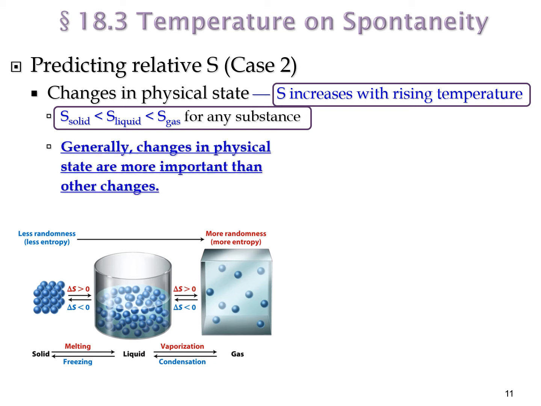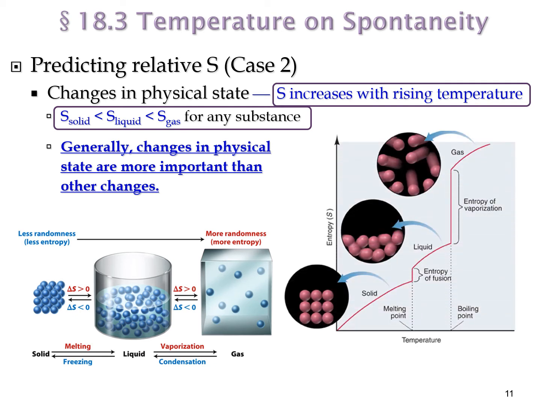Also, in general, the change in the physical state is more important than any other changes. How can we understand that statement? We need to look at this picture. I want you to notice that when we go from a solid to a liquid, this is a jump of entropy. We call it the entropy of fusion. And this is the entropy of what we call vaporization. You can tell how big the jump is.